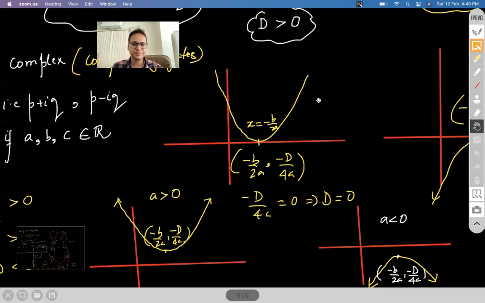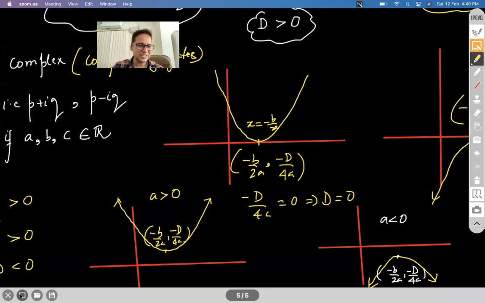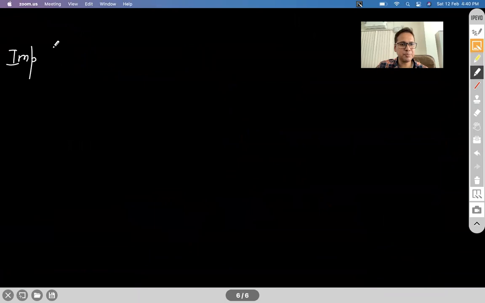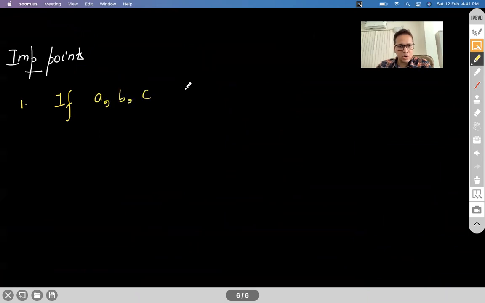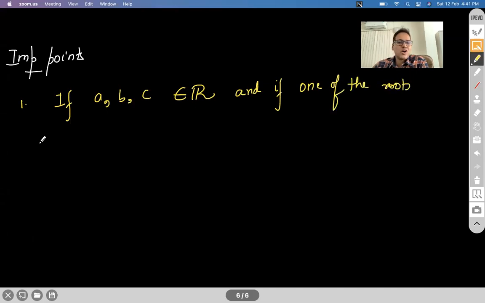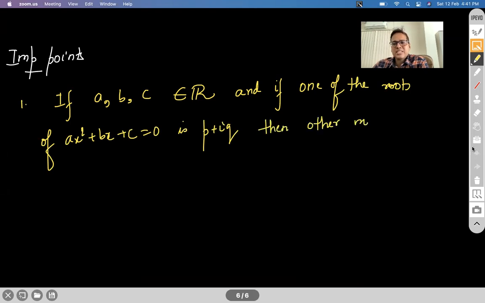Any questions, any concerns? All right. If there's no question, no concerns, we'll talk about some important points. The first thing that I would like to discuss here is that if A, B, C are all real numbers, when I say real I mean purely real, with no non-real part with it, and if one of the roots of the quadratic equation is P plus IQ, then the other root must be P minus IQ.